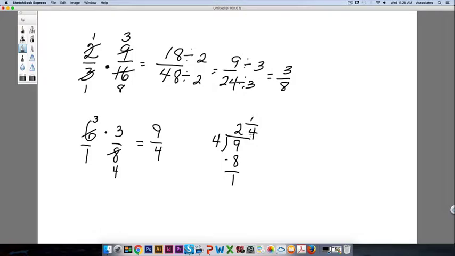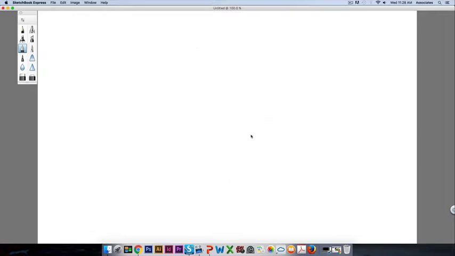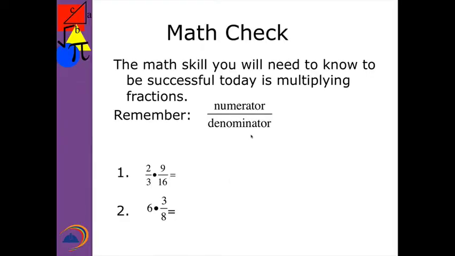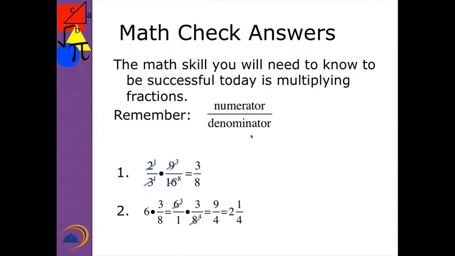Teacher, make sure that students are okay with this. If they need another example or need to work with their partner a little bit more, please do. If not, we're going to cancel this out and we'll go back to the PowerPoint. All right, so let's double check. Oh, look, we got the same answers. We got 3/8 and we got 2 1/4. So we're pretty good in understanding how to do that.